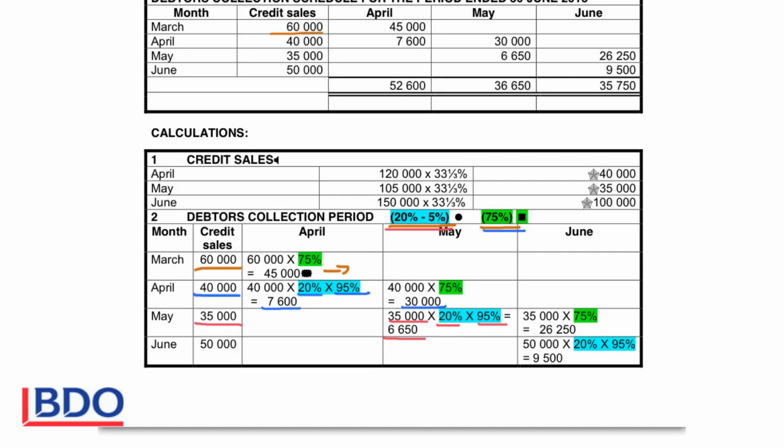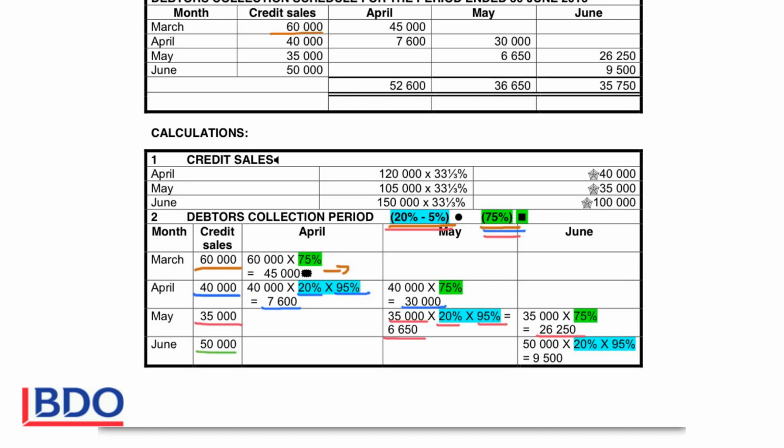Then of the May sales, you will receive in June 75%. So 35,000 times 75% will give me 26,250. In June, the total credit sales was 50,000 Rand.